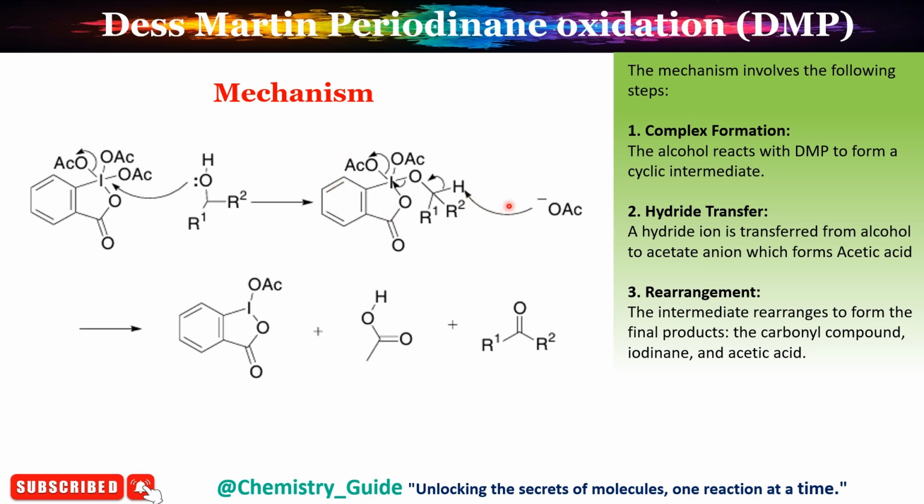In the second step, the conjugate base, that is the acetate ion, abstracts the proton to generate the carbonyl bond between the carbon and the oxygen. In this reaction, the bond between iodine and oxygen is cleaved to generate the byproduct. In the last step, we get the acetic acid byproduct of DMP and our compound as the product. This is our compound. When we use the primary alcohol, we end up with the aldehyde, and when we use the secondary alcohol, we end up with the ketone.